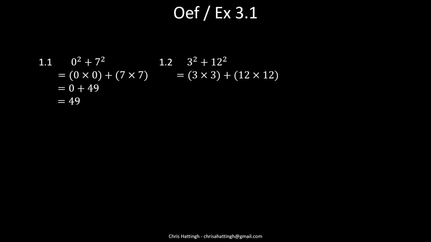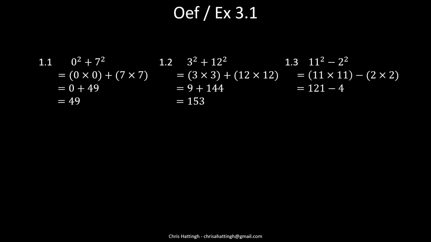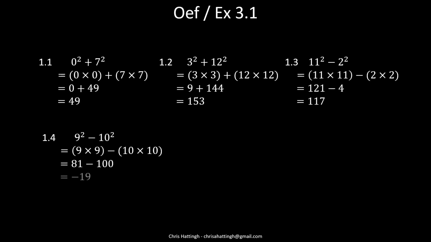1.2, it's 3 times 3 plus 12 times 12, so it's 9 plus 144, that gives you 153. 1.3, 11 times 11 minus 2 times 2, so it's 121 minus 4, that gives you 117. 1.4, it's 9 times 9 minus 10 times 10, so it's 81 minus 100, and that gives you minus 19.